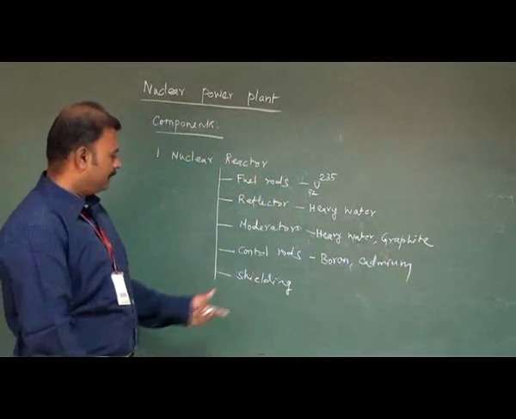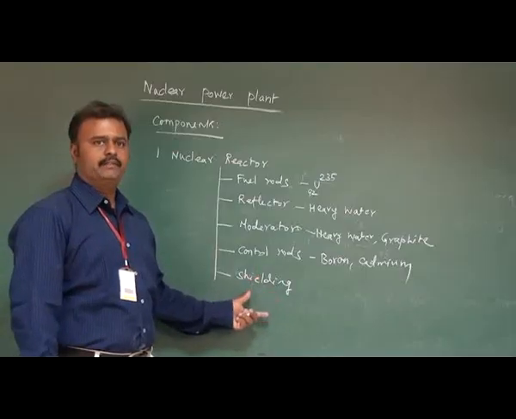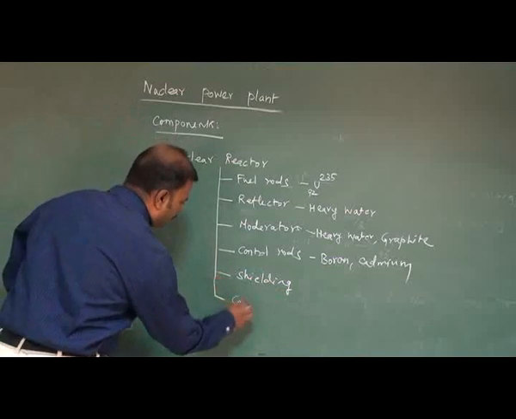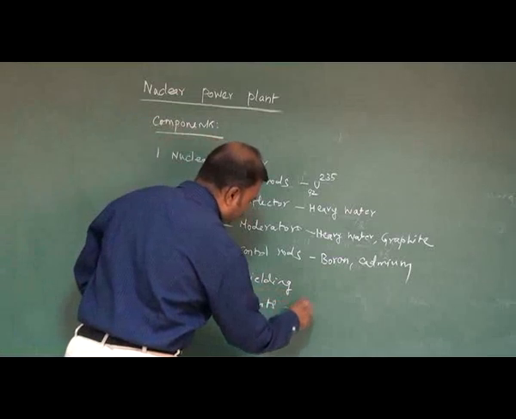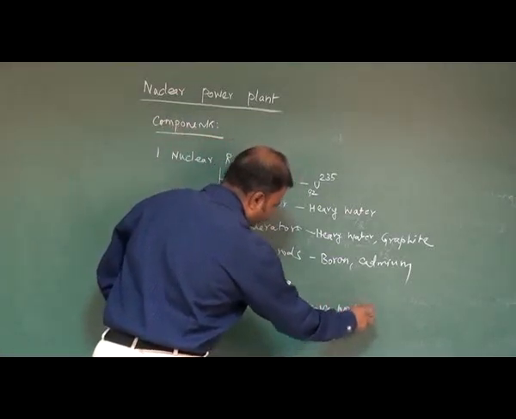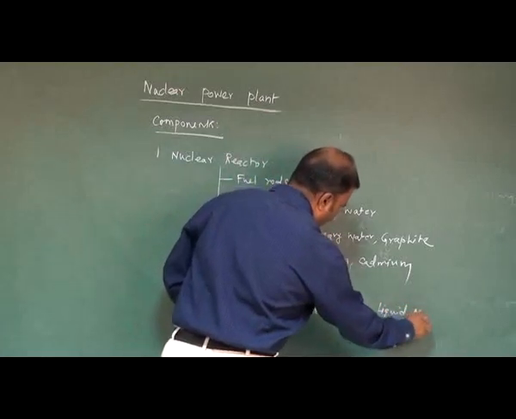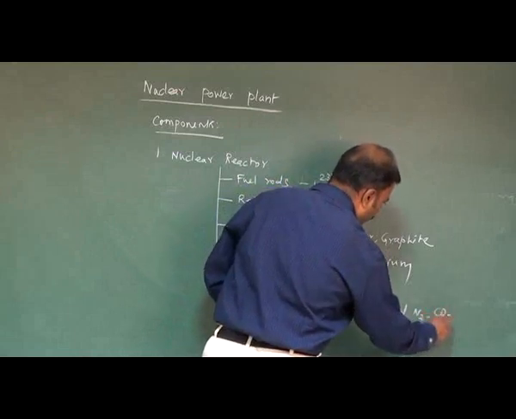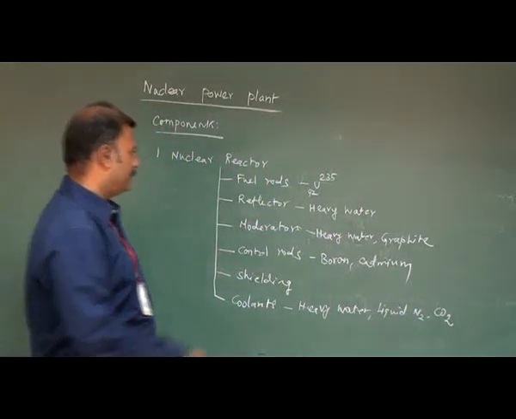For biological shielding, we use a concrete structure to avoid the unwanted radioactive rays coming out of the nuclear reactor. The coolants used in the nuclear reactor are heavy water, liquid sodium, and CO2. So this is a very important component in the nuclear power plant.